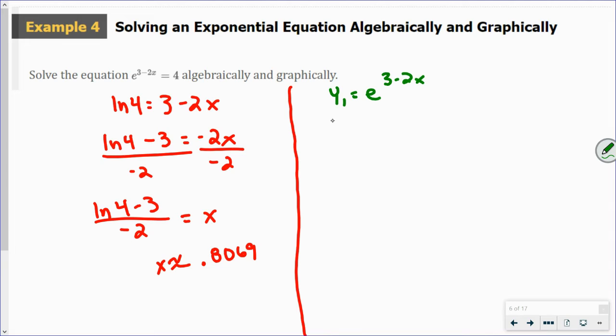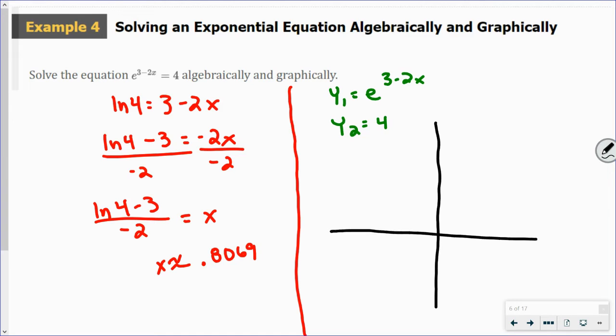So when we solve graphically, we're going to say y1 will equal this left side, 3 minus 2x. y2 would equal that right side. And you are going to find where they intersect. So if this is my graph, here's y equals 4. And this thing, if you know your transformations here, is going to go left 3, get flipped over the y-axis, and horizontally compressed by 2. So let's see, we'll do this one in red. This one was in green.